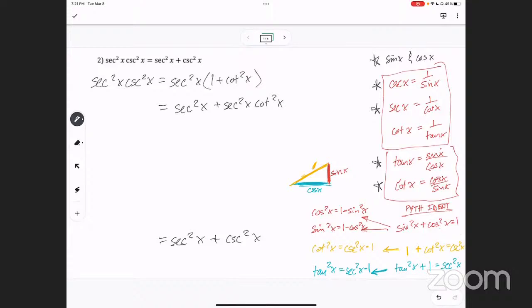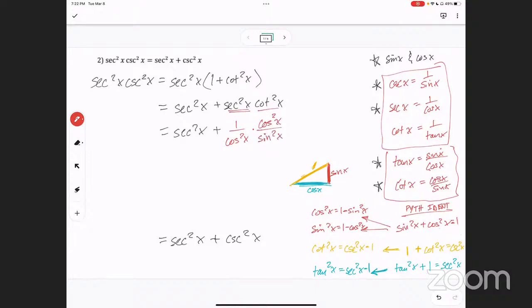I'm going to keep this how it is, but instead of writing secant squared, what is secant squared equal to? 1 over cosine. Yeah, it's 1 over cosine squared, right? You with me? Yeah. And what is cotangent squared? That would be cosine x over sine x, squared. Got it? Yeah, I'm following.